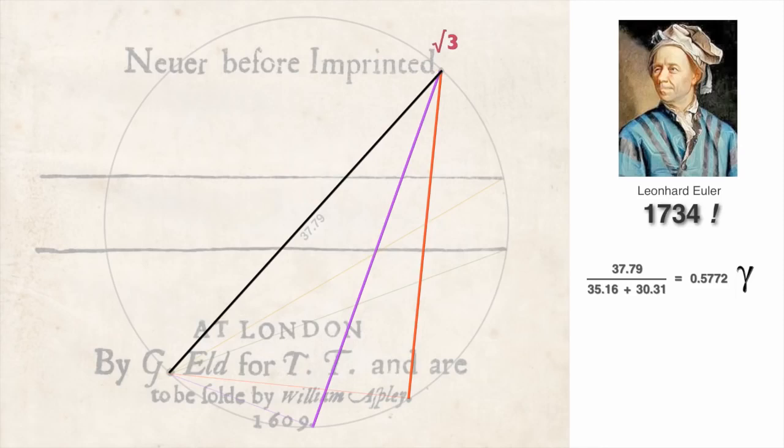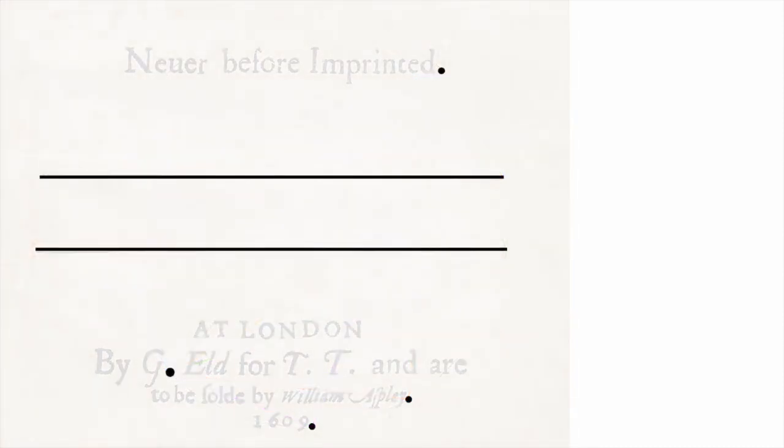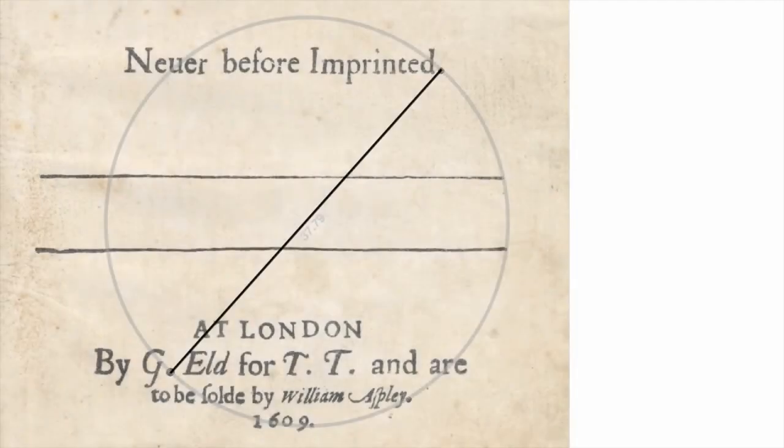I want you to think deeply about what you're looking at here. Altogether, 9 of the world's most important math constants, 5 of which were completely unknown in 1609 when the sonnets were published. All this encrypted within just 4 dots and 2 lines. And this is only what's inscribed within the hidden circle.